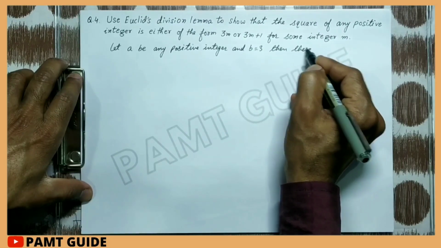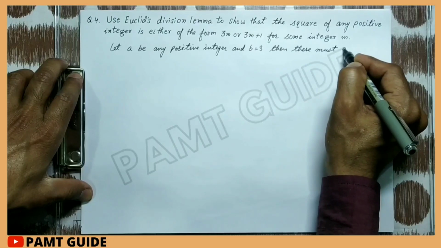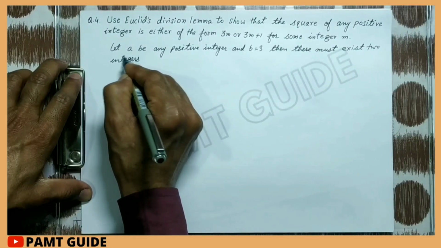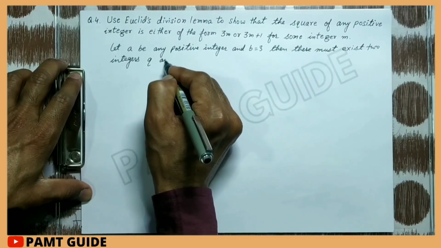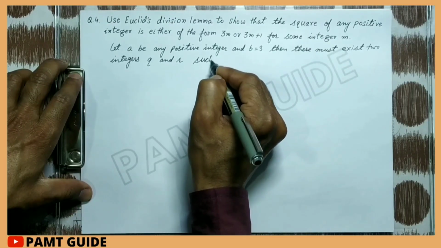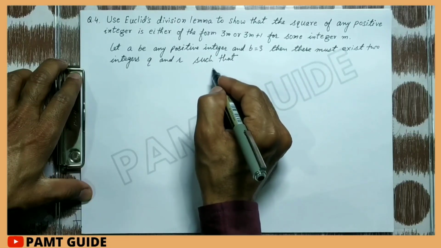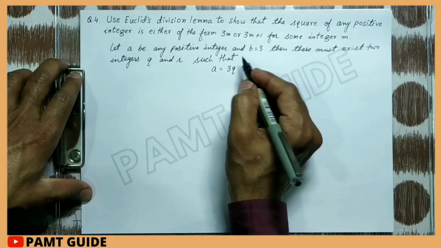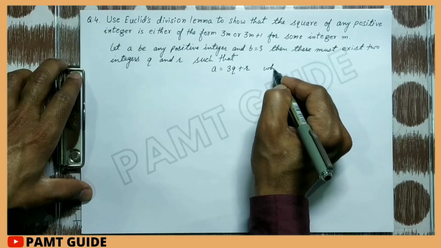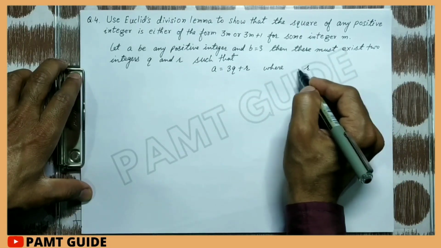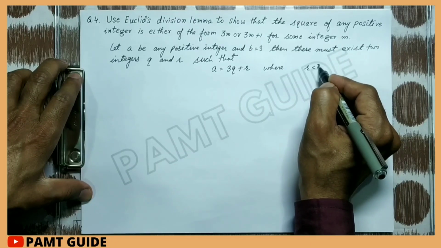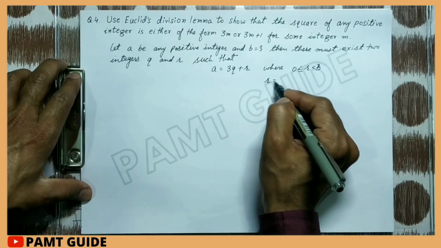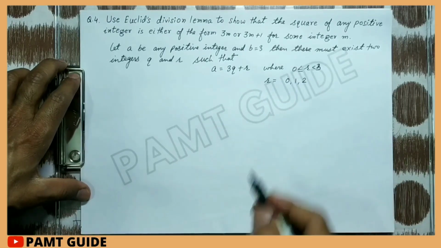Then there must exist two integers q and r such that a equal to 3q plus r, where r is less than 3 but greater than or equal to 0. So the value of r will be 0, 1 and 2.